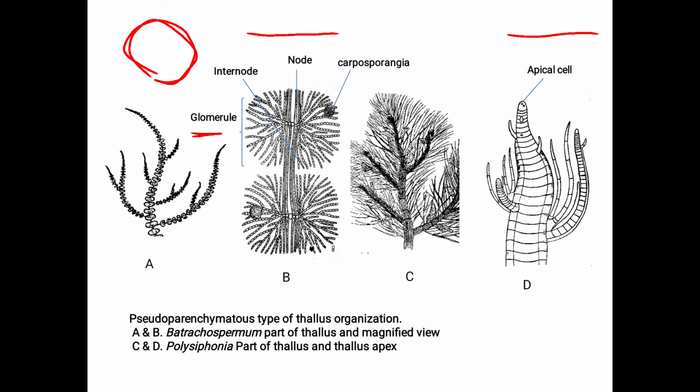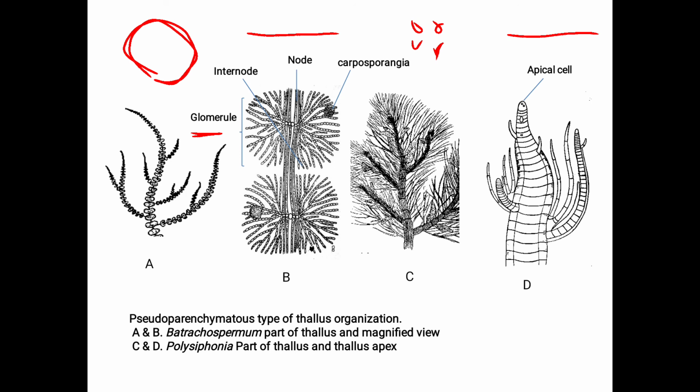The carposporangium is a sporangium that contains carpospores. The carpogonium consists of a swollen basal portion which contains an egg, and an elongated receptive part, the trichogyne. This is a flask-like structure.